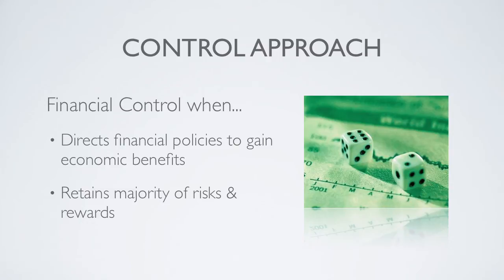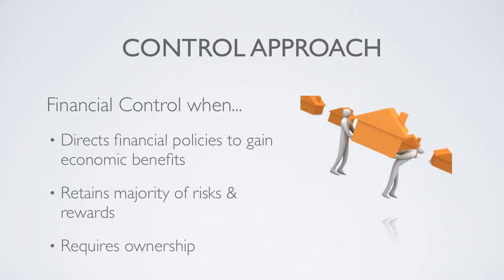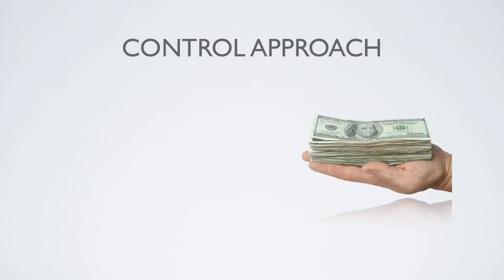Thus, in order to have financial control, a company must have ownership in the operation. In fact, most of the time, when a company has financial control, it is the majority owner of the operation. But once again, the economic substance of the relationship takes precedence over the operation's legal ownership structure. As a result, a company can have financial control over an operation in which it is not the majority owner.